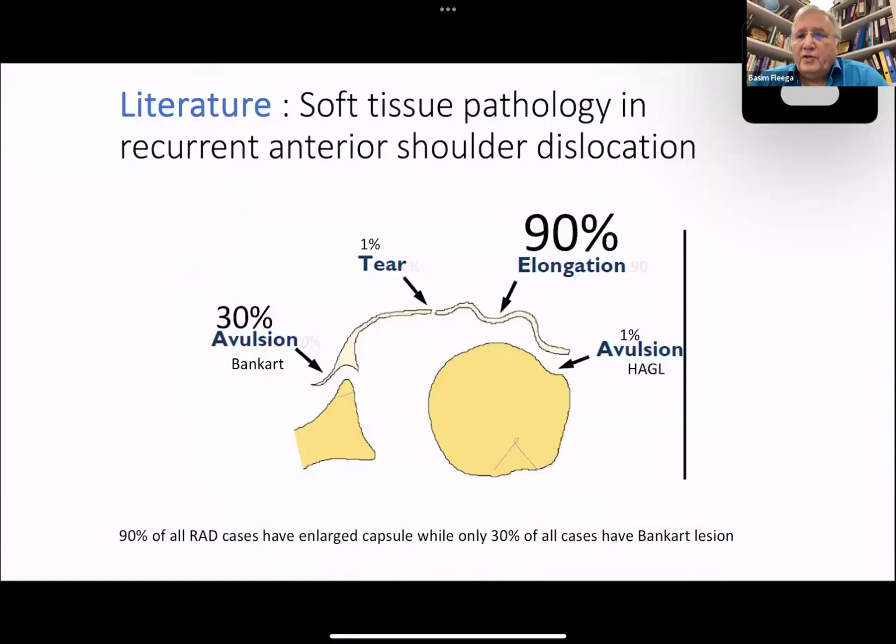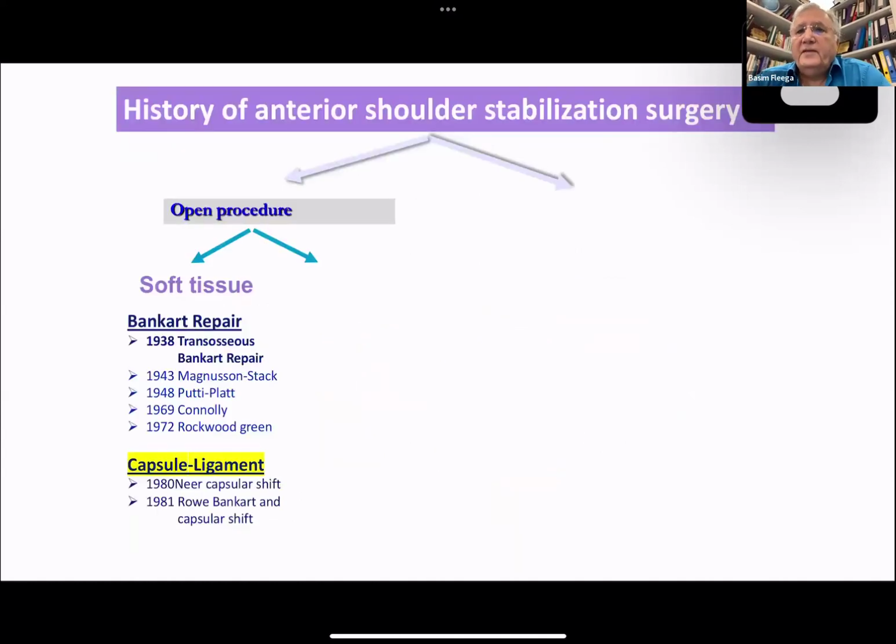By reviewing the literature, we found that approximately 90% of all cases of anterior instability have a redundancy and enlargement of the capsule, and an average of 30% of the cases have a Bankart lesion. So if we review the history of anterior shoulder instability, the open procedure started with a Bankart repair only, then also with tendon shifting or shortening of the subscapular with different techniques.